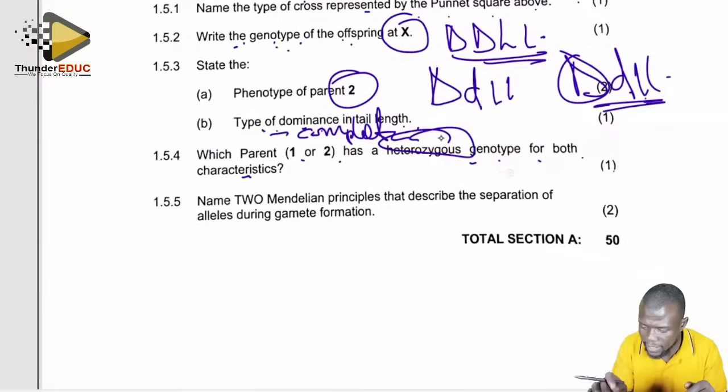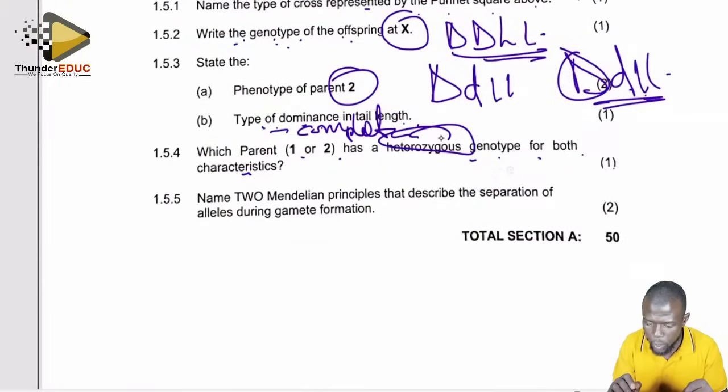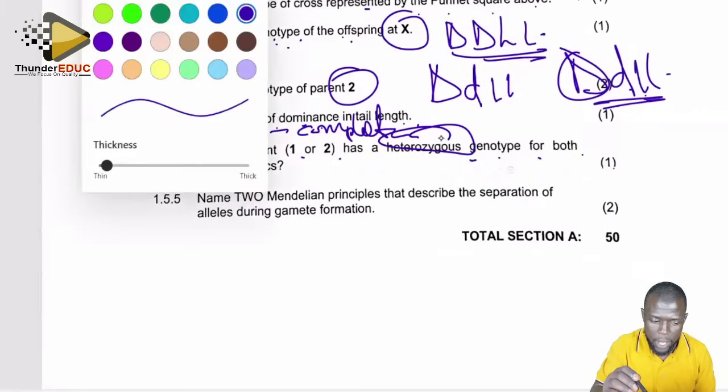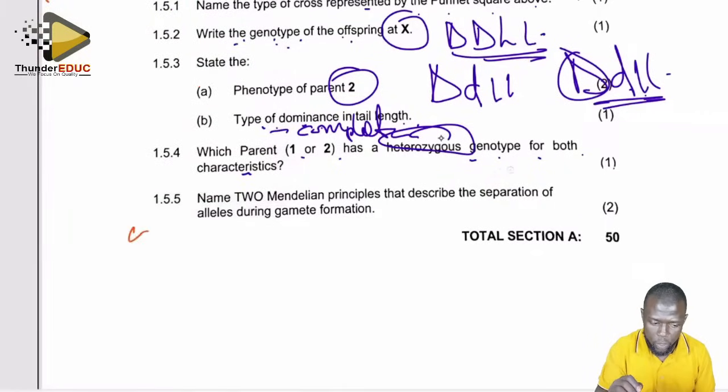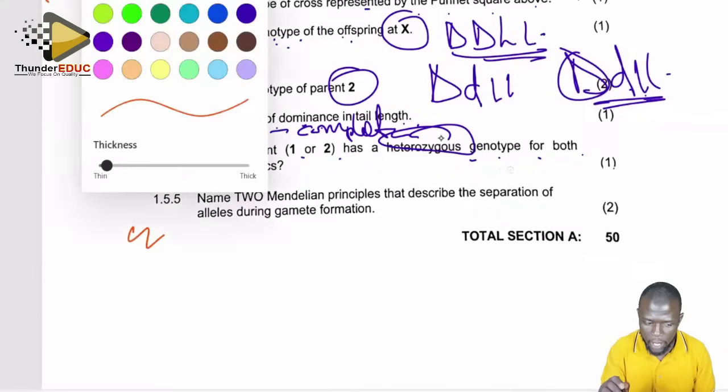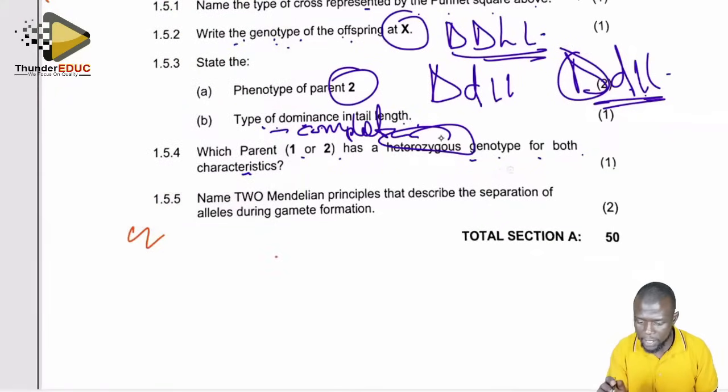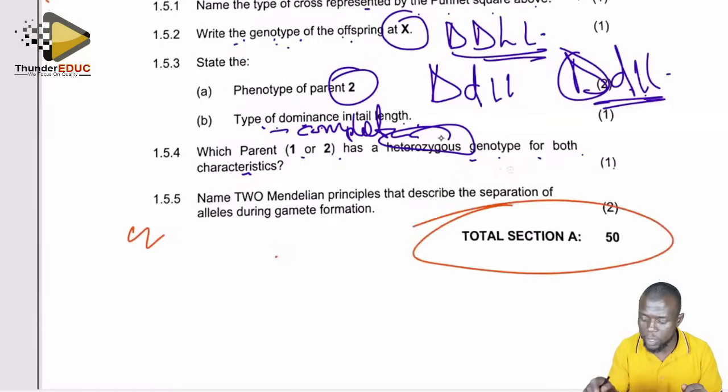Then they are saying to name two Mendelian principles that describe the separation of alleles during gamete formation. So here we can talk about Mendel's principle of segregation, and you can also talk about Mendel's principle of independent assortment. And then that makes us get 50 out of 50.